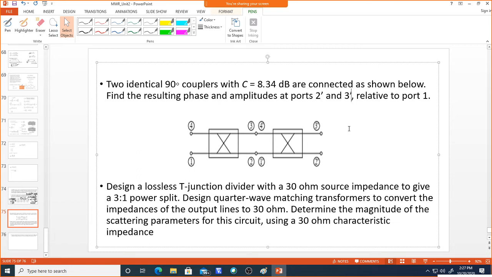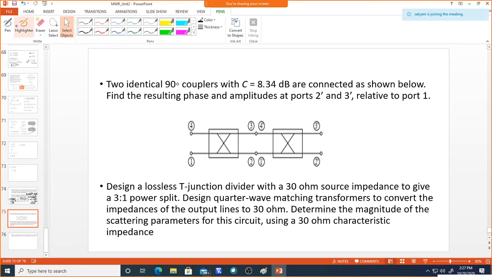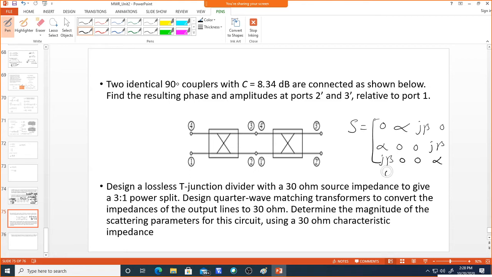First write down the S parameters for this directional coupler. Then you can easily find the resulting phase and amplitudes at 2 dash and 3 dash. So for the directional coupler, we get the matrix: 0, alpha, j beta, 0; alpha, 0, 0, j beta; j beta, 0, 0, alpha; 0, j beta, alpha, 0. Okay, so this is the S matrix for your directional coupler.